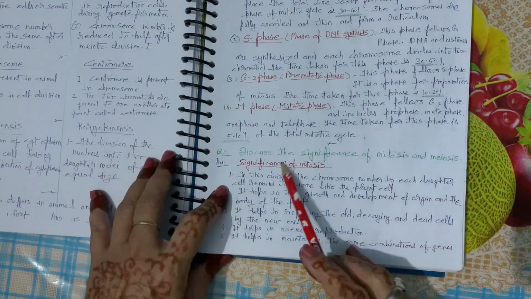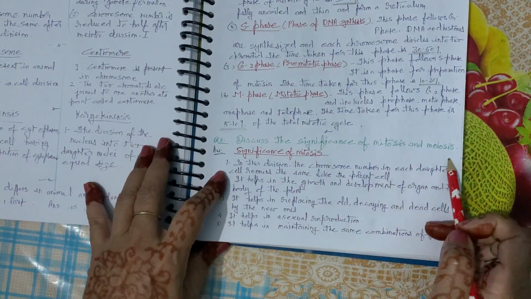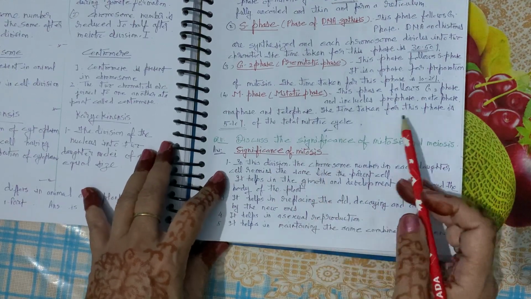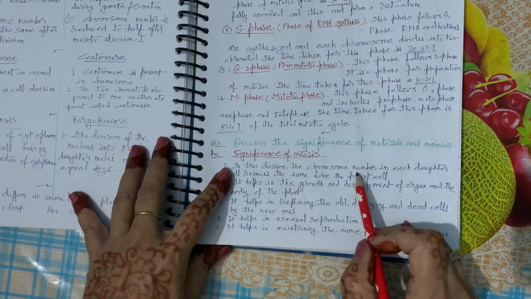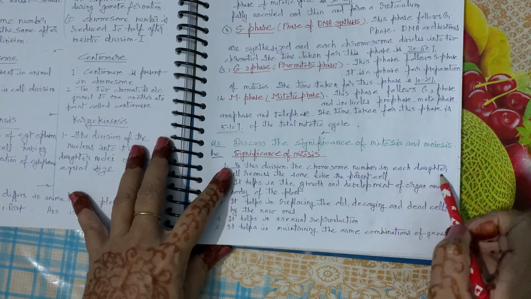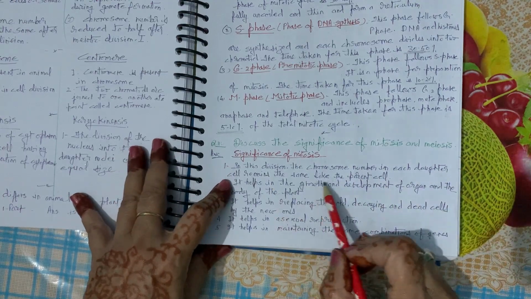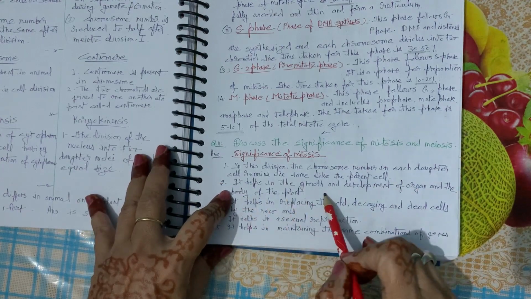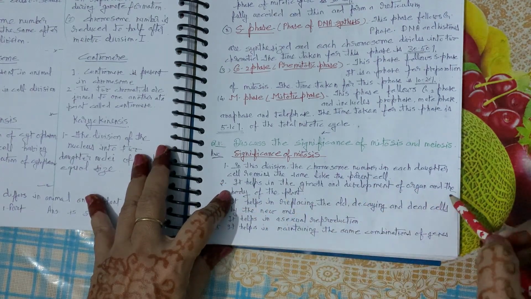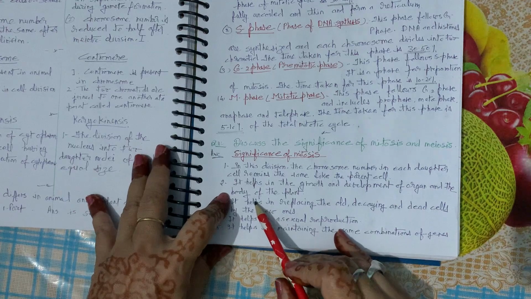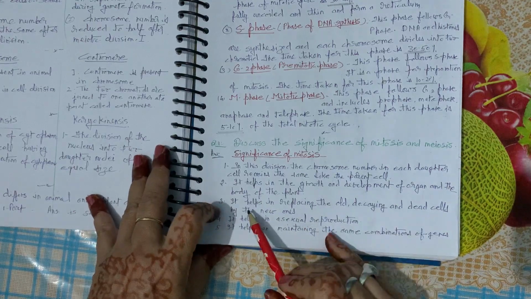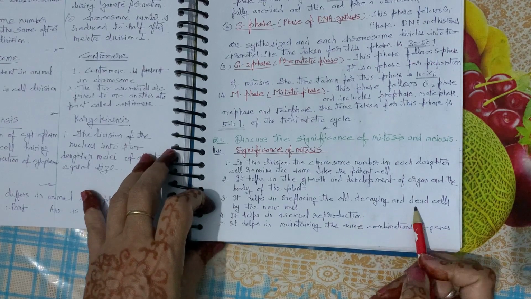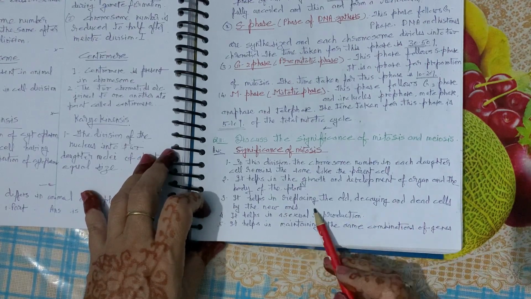Now the next, discuss the significance of mitosis and meiosis. What is the significance of mitosis? In this division, the chromosome number in each daughter cell remains the same as the parent cell. Second, it helps in the growth and development of organs and the body of the plant. Third, it helps in replacing the old, decaying and dead cells by new ones.